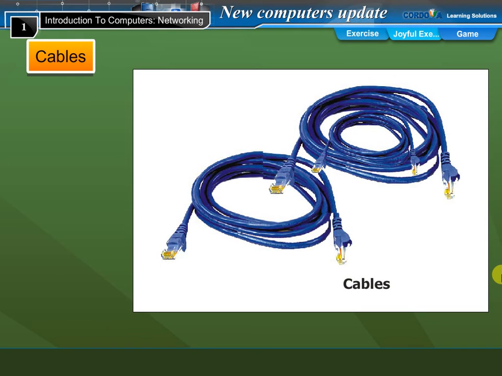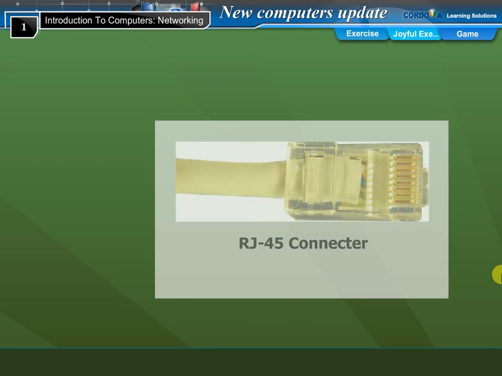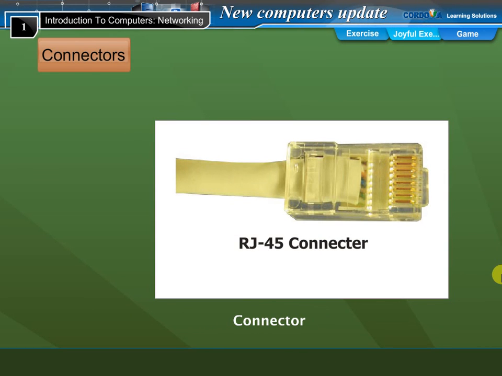Cables. Cables are the wires that connect computers and resources on a network. Different kinds of cables can be used depending on the type and size of the network. The type of cable used often determines how quickly information transfers through the network. For some networks, several miles of cables may be required. Connectors. A connector is a device that joins two computers or networks together.